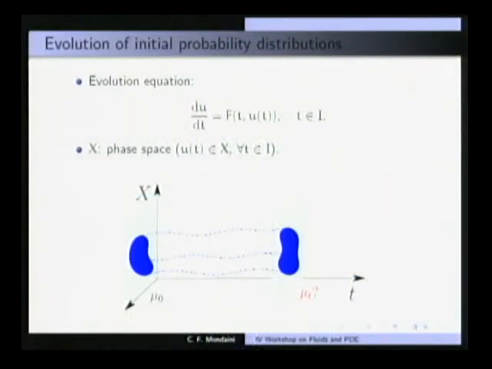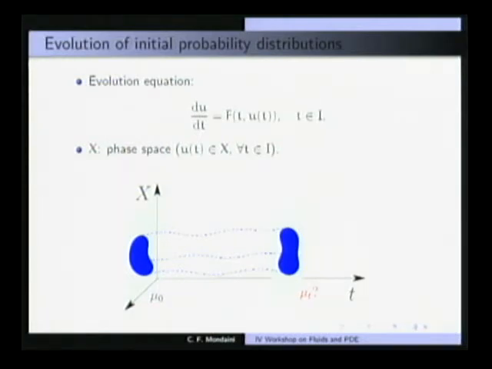So just a little bit of motivation for this work. Suppose you have an evolution equation of this form, u'(t) equals some function f depending on t and u(t), which is associated to a phase space X. And suppose you have a set of initial conditions which are distributed according to a probability measure mu naught.